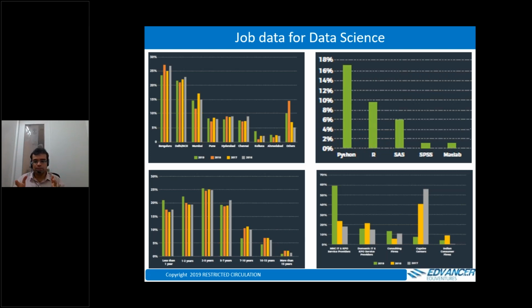What tools are being most sought after? It is Python and R, which are being sought after the most. And on the chart on the bottom right corner, which kind of organizations are hiring a lot of people in data science? It's the MNC, IT, and KPO service providers like IBM, Cognizant, Capgemini, and many other MNC companies, followed by domestic IT companies, then consulting firms, and various captive centers of MNC companies.